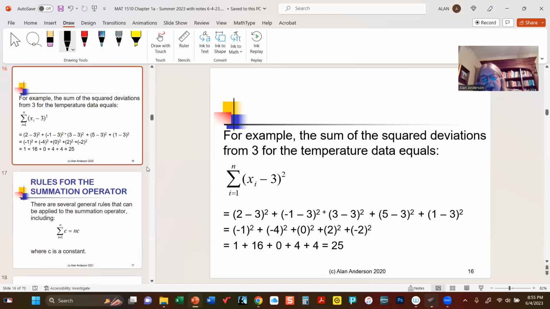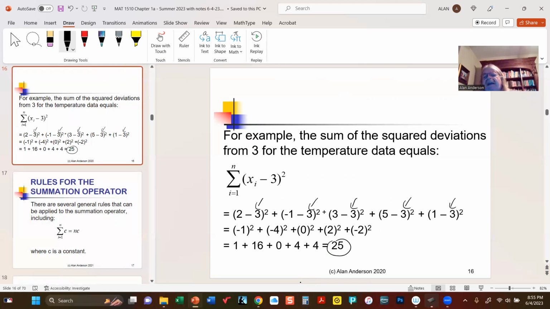So using this, let's say the temperature data again, if for some reason we need to subtract 3 from each one, and then square them, of course, this is what you'd end up with. So if you notice, what you're being told to do here is for each x, subtract the 3 first. Then you square the difference, and then you add them up. And of course, you see that we're getting 25.